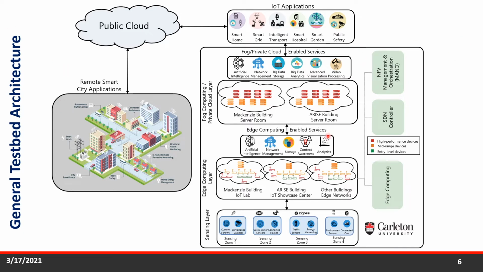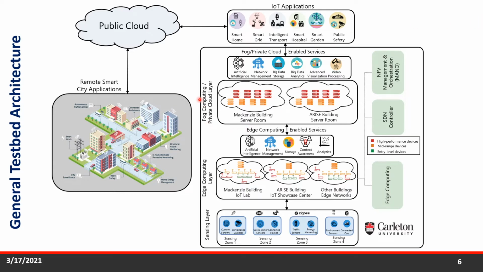In more detail about the layers, the sensing layer includes different and heterogeneous set of sensor networks that use different access technologies to push the sensed data to the edge computing layer. The edge computing layer spans in different buildings, including Mackenzie Building, Arise Building, which is one of the new smart buildings within Carleton University campus, and other buildings. The plan also is to expand into different other locations.